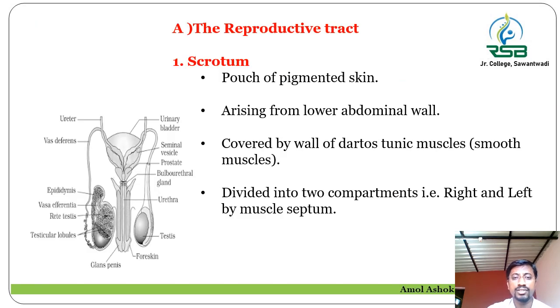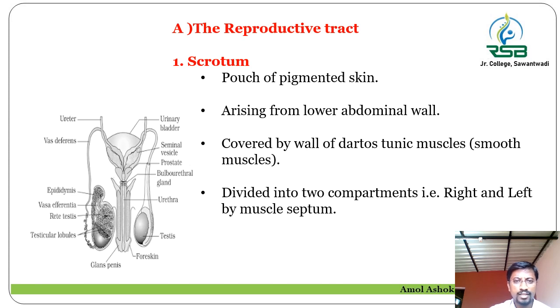The first feature associated with the human male reproductive tract is called the scrotum. In the diagram, which has certain labels, where is the scrotum present? Here there are two lobular structures, this one and another one. These lobular structures are called the testis, and around the pair of testis, the pigmented skin-like structure which covers these testis is called the scrotum.